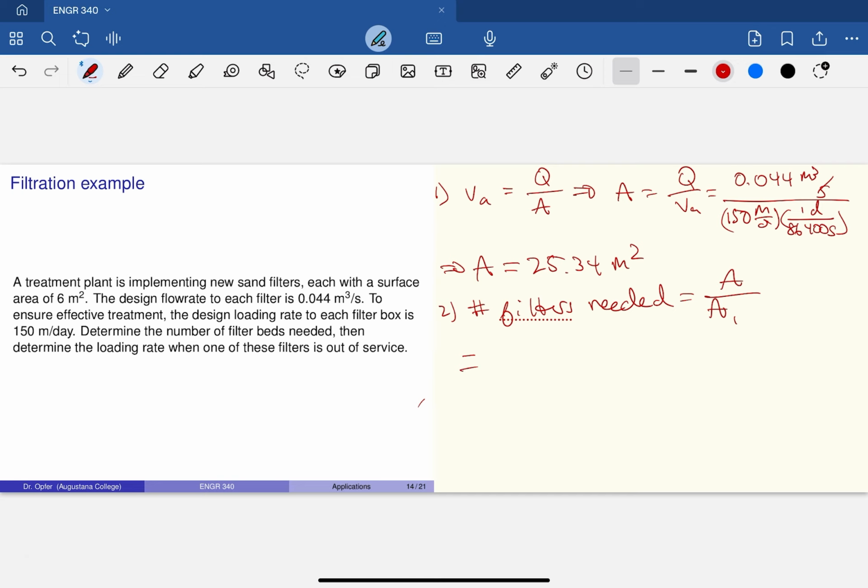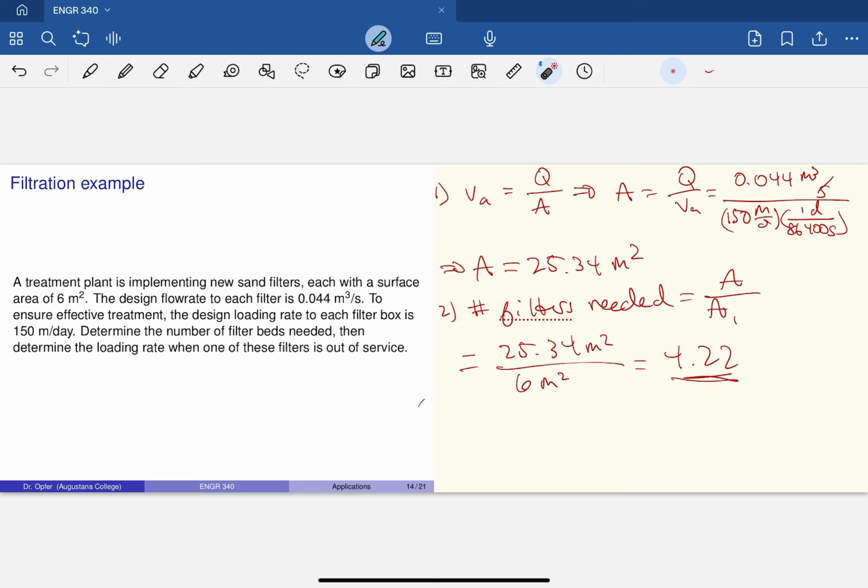Okay, so this is equal to, total area is 25.34 meters squared. Area of one individual one is 6 meters squared. So plug that in and you should get number of filters needed is 4.22. Okay, but here's where we're going to run into some issues in a practical sense. We can't make 0.22 filters, right? We could only make an integer number of filters. And also remember that we want an even number of filters for construction reasons.